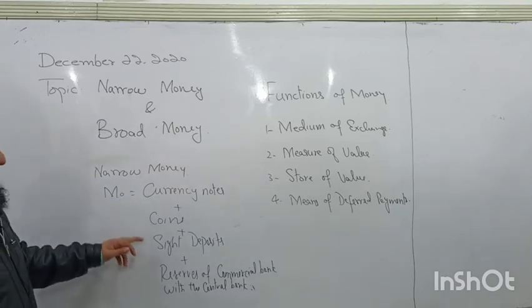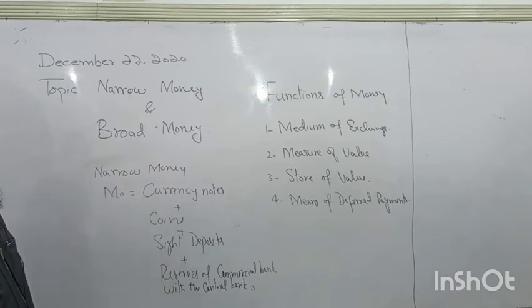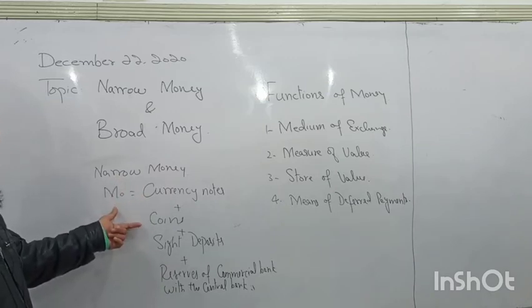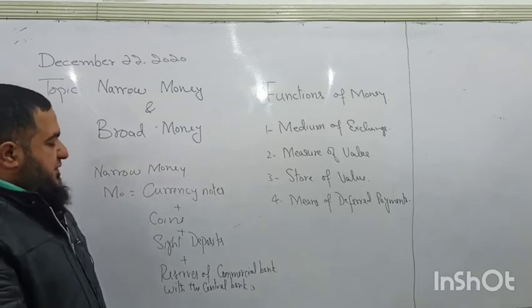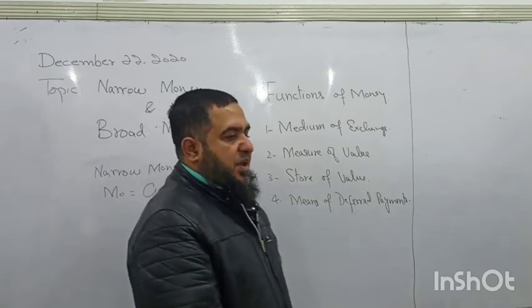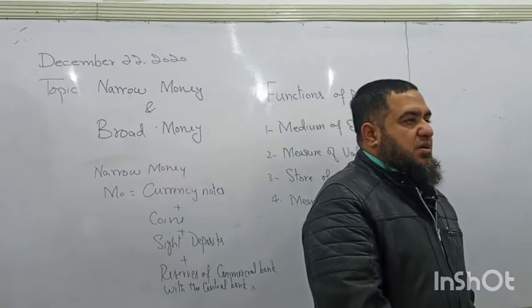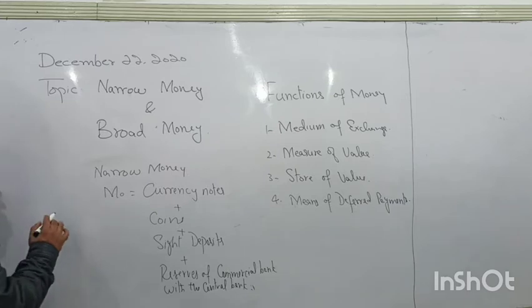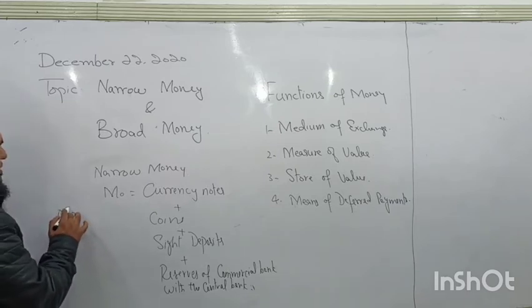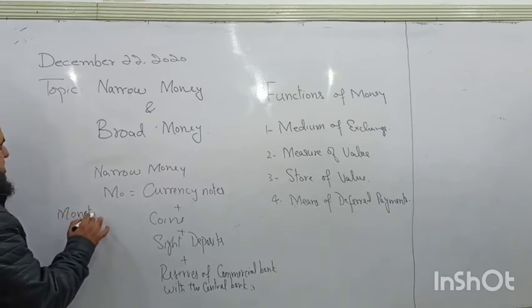There are four parts of narrow money: currency notes, coins, sight deposits, or you can say the reserves of commercial banks with the central bank. So it is also called the monetary base of a country. This is called what? Monetary base.